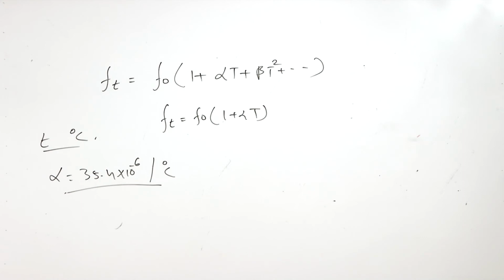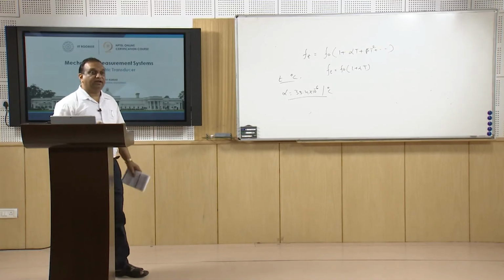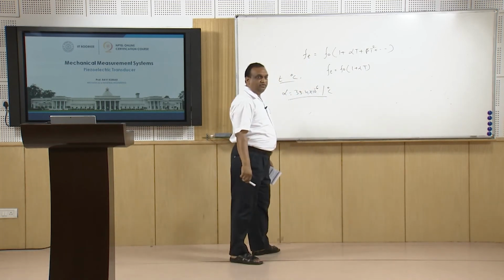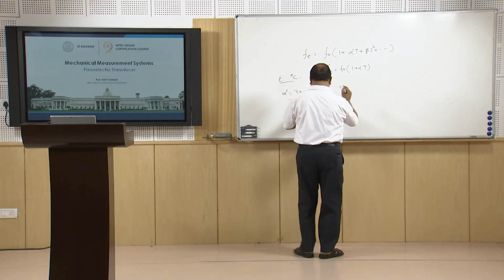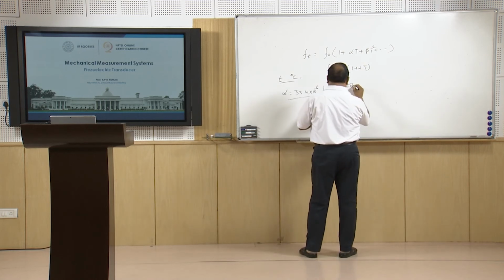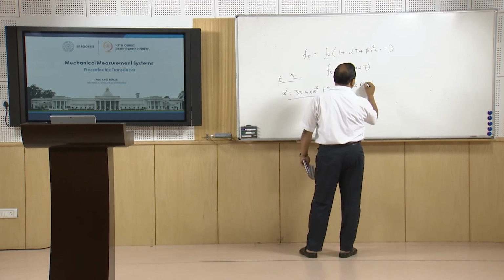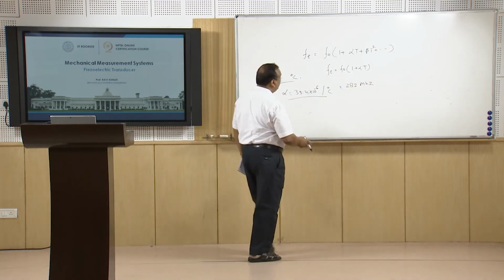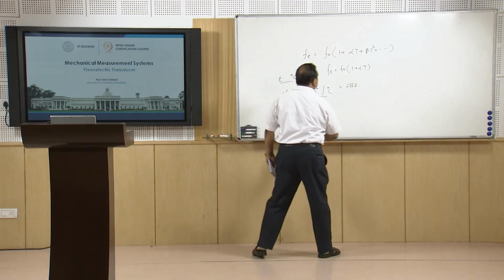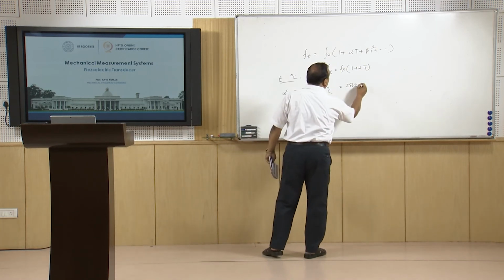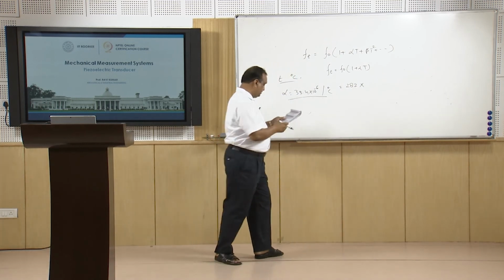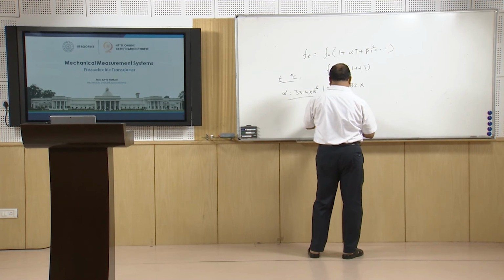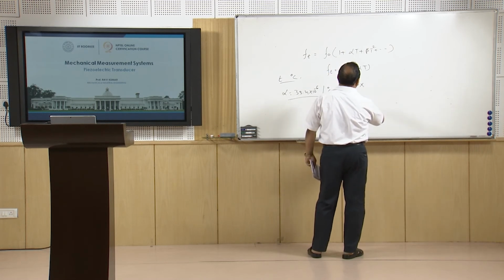Now, for 1 degree centigrade temperature, suppose I want to change temperature by 1 degree centigrade. Fundamental frequency is 28.2 megahertz. That is FO. So the frequency is 28.2 megahertz multiplied by 1 plus alpha t, okay.